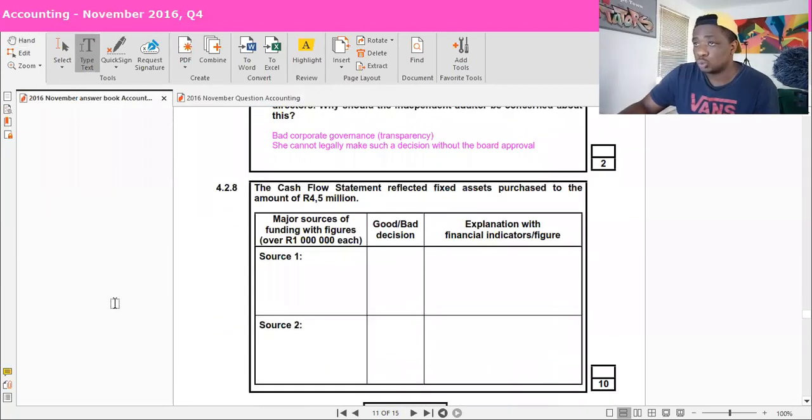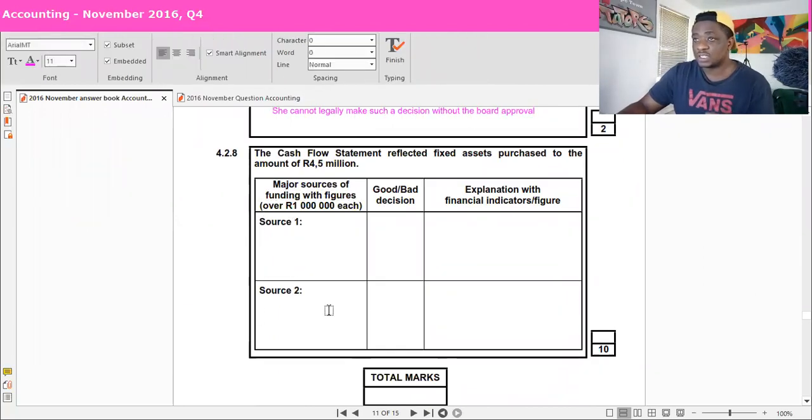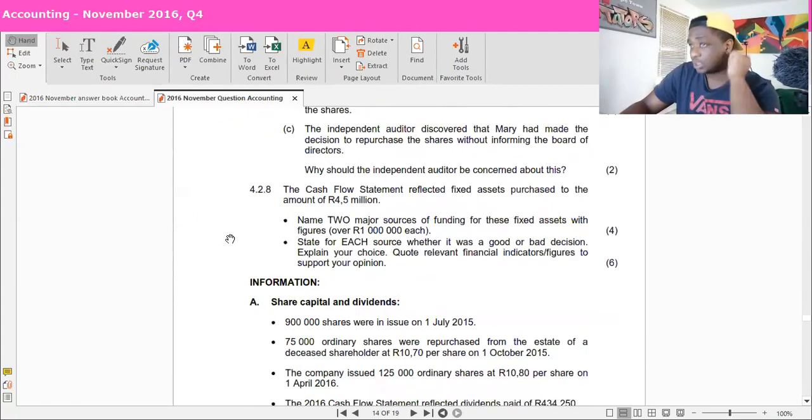So let us go. So the first source for me, obviously, it's the loan, because the business took an additional loan of 3.5 million, as we have calculated. Loan of 3,500,000. I'm just going to show you now in the question paper.